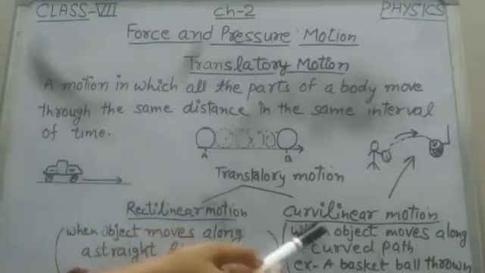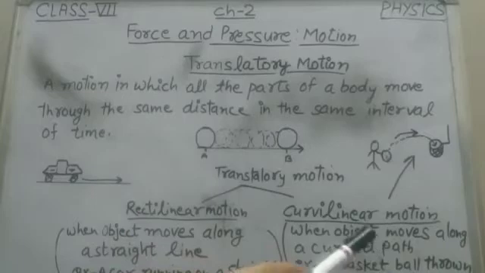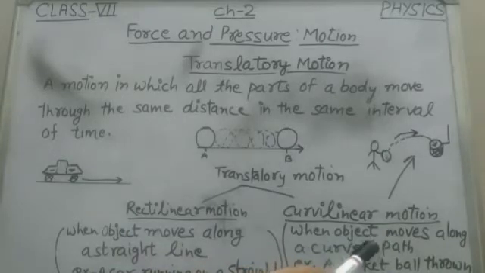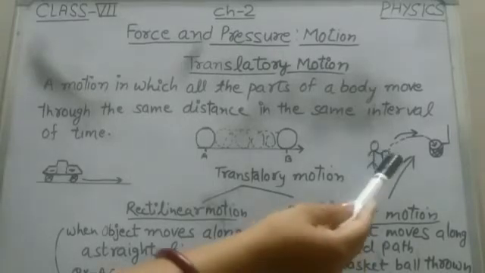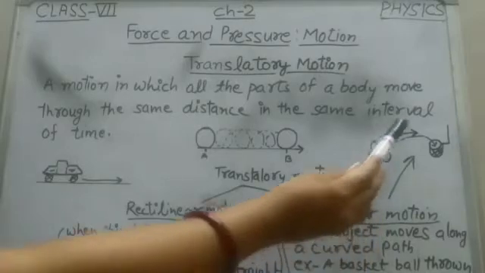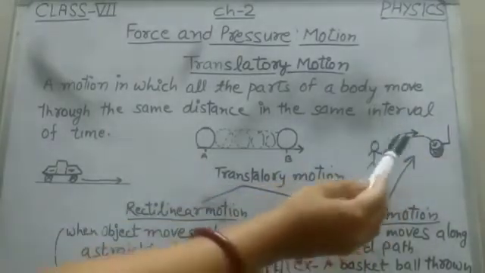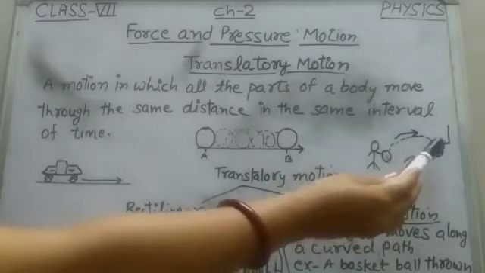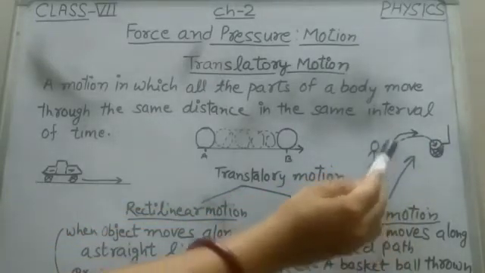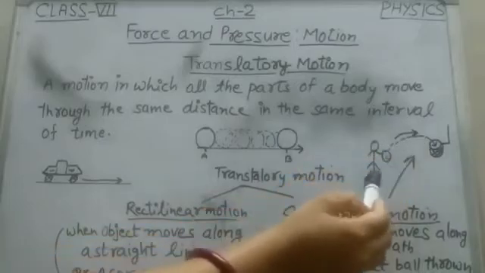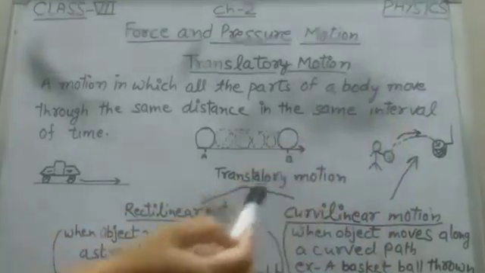The second one is curvilinear motion. When an object moves along a curved path, that is known as curvilinear motion. For example, a basketball thrown into the basket will take a curved path. So this motion will be known as curvilinear motion.